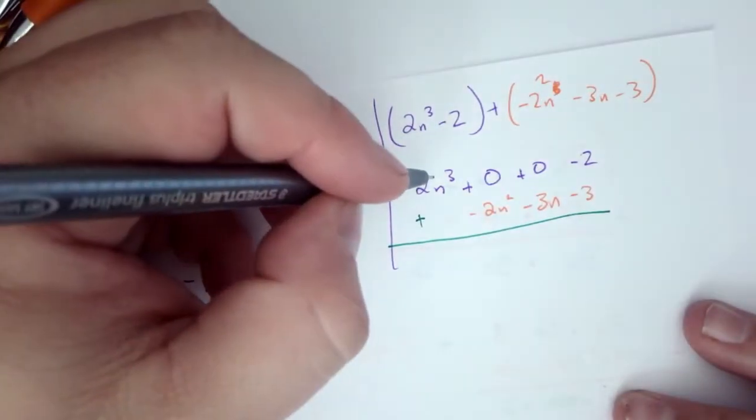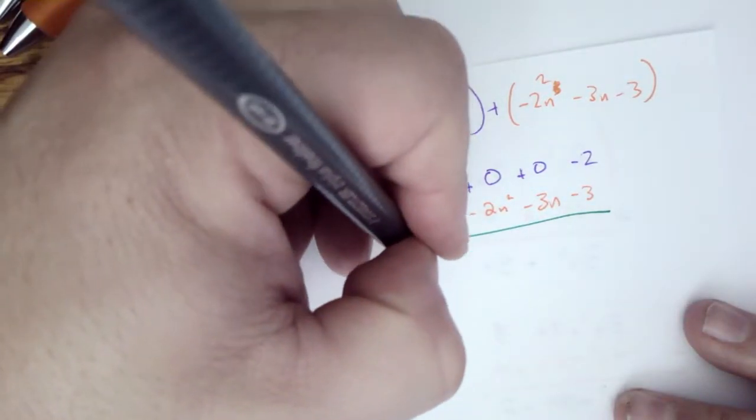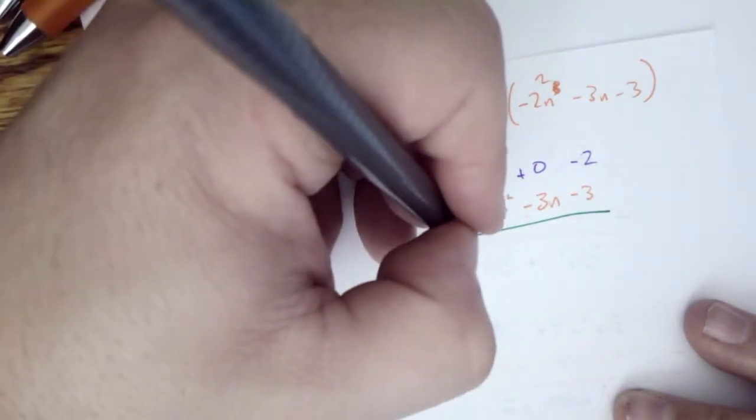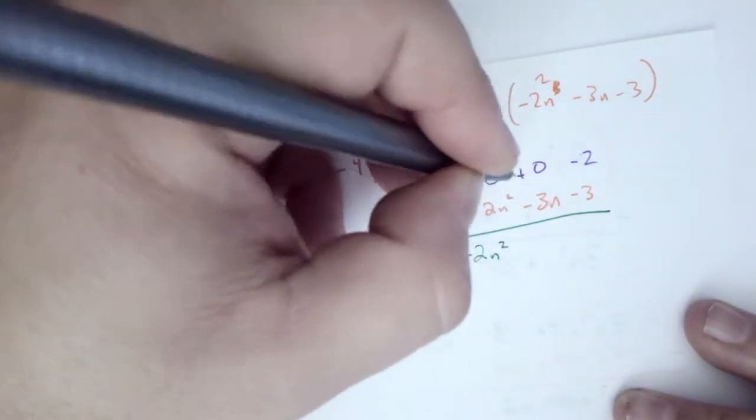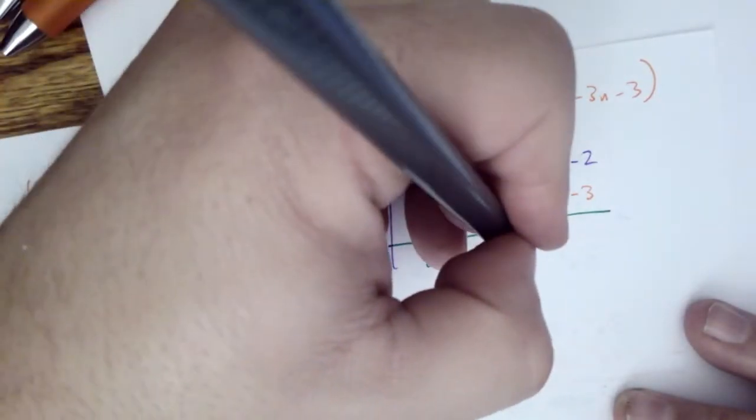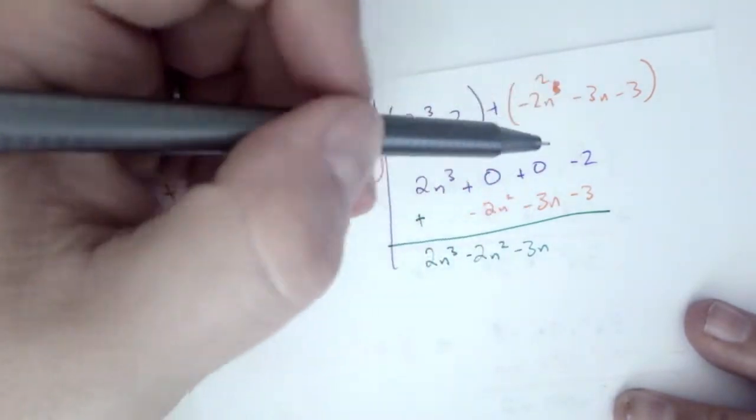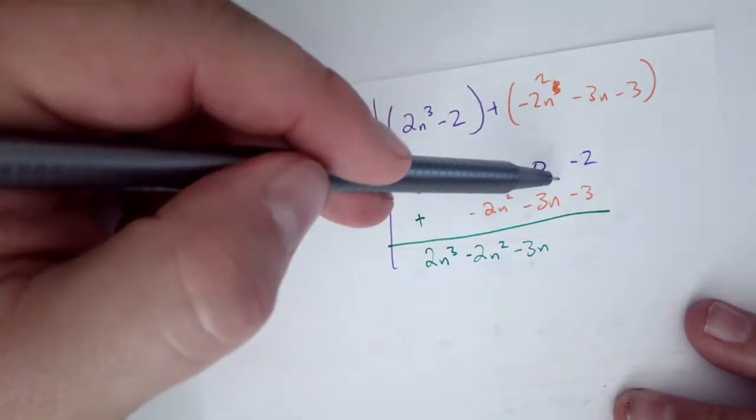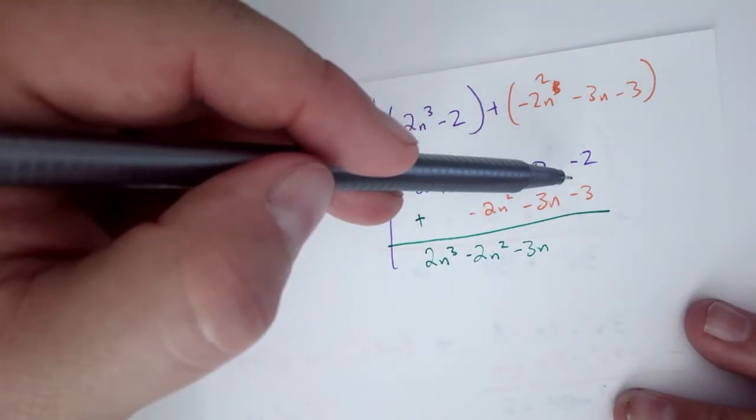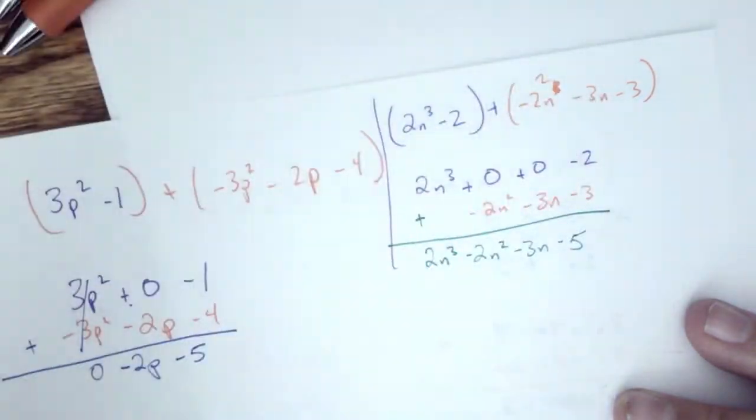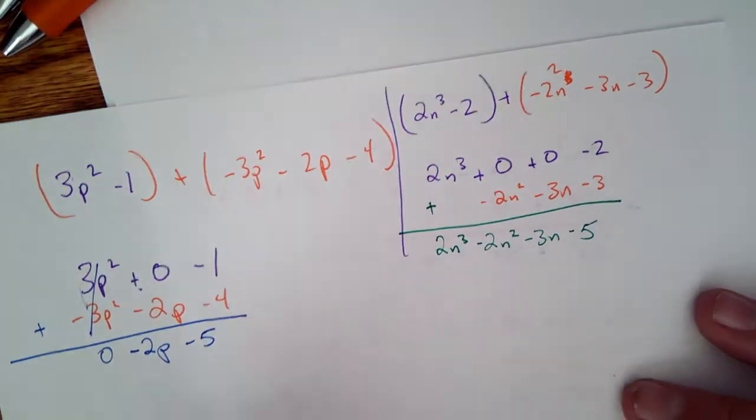Okay, so 2n to the third. There is nothing below it, so it just drops down: 2n to the third. Negative 2n squared. It's a 0 above, so it just drops down: negative 2n squared. 0 on top, nothing, so the bottom number just drops down: minus 3n. All right, and now we have a negative 2 and a negative 3. Remember, we're combining, we're not subtracting. So with a negative 2 and a negative 3, I now have 5 negatives. And we're done. That is the answer.